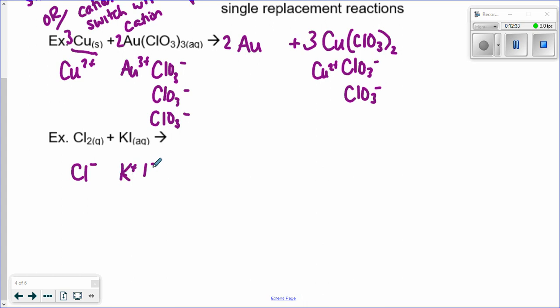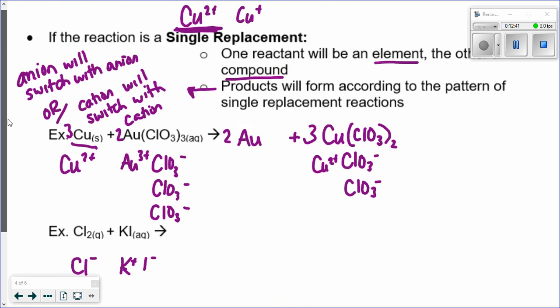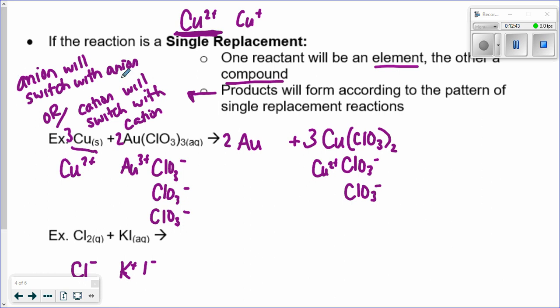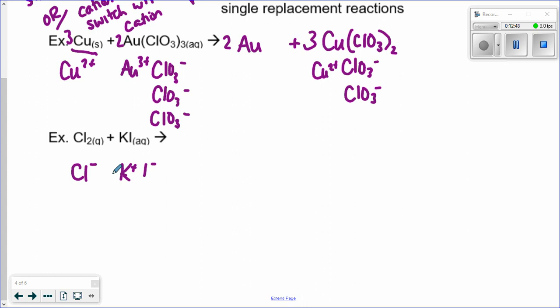So we have a positive and a negative, and then we have something that will form a negative. Like it's set up top here, an anion will switch with an anion. So we know that chlorine is going to displace something that has the same charge as it. It's going to end up where iodine was, and iodine is going to be on its own after. So we're going to have KCl, potassium chloride. Again, it's a 1-to-1 balancing because 1 positive, 1 negative.